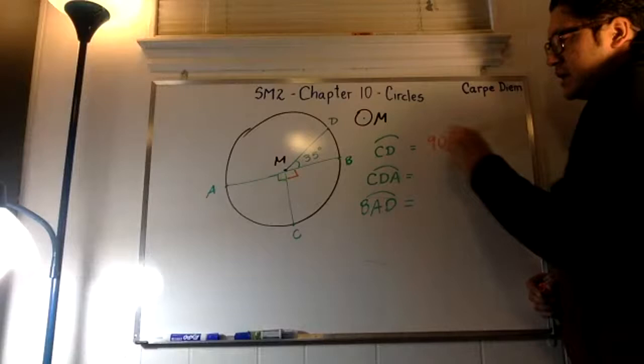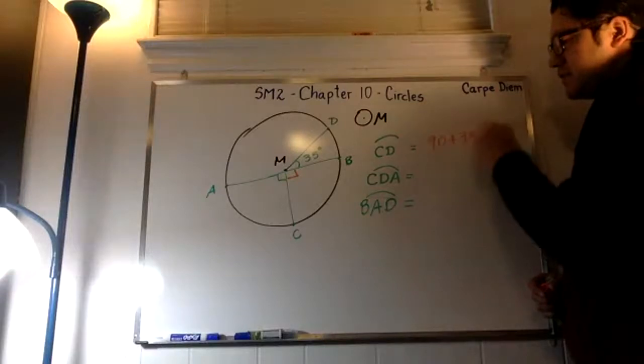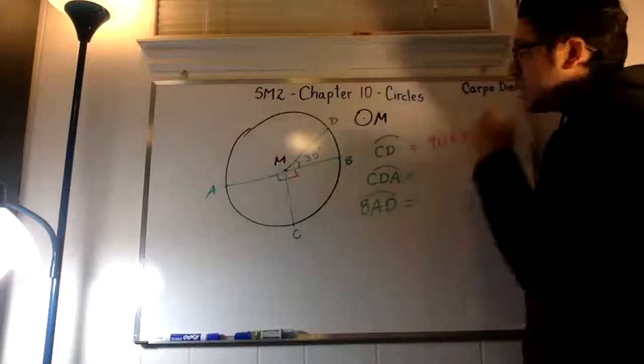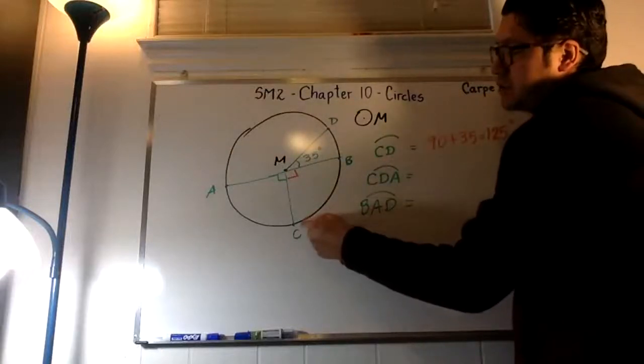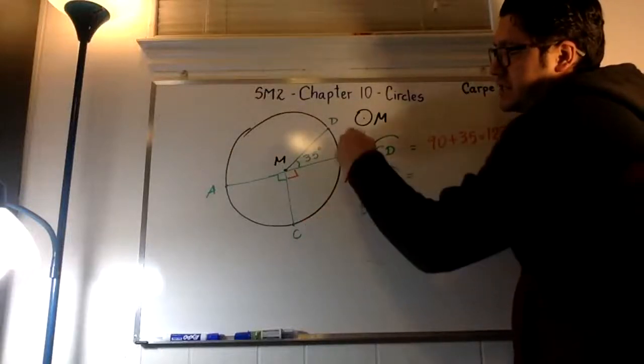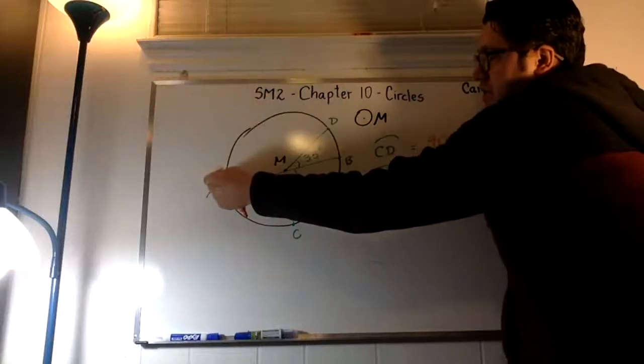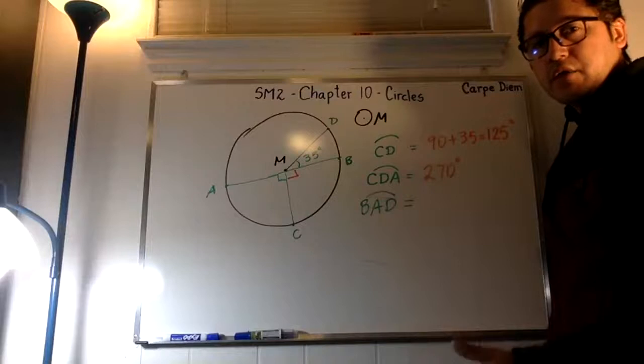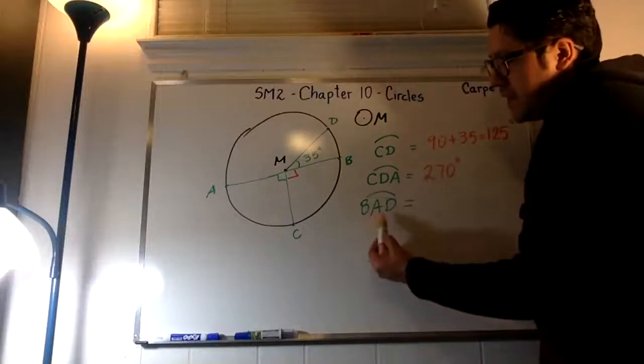So it's going to be 90 plus 35, which means that it is going to be 125. This whole thing is easy because you can count on this 90 degrees here and then the 180 or 90. Okay? And finally, BAD.